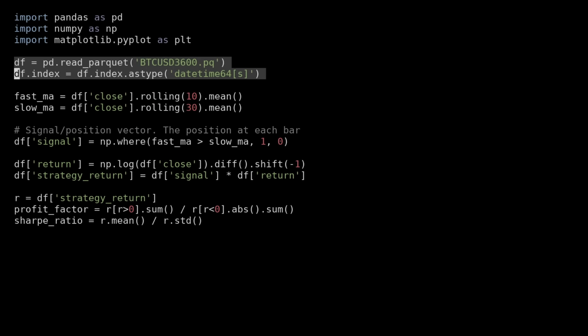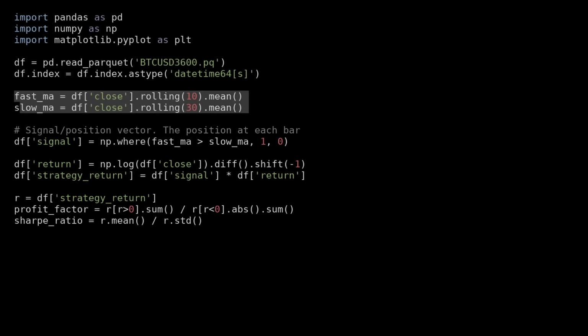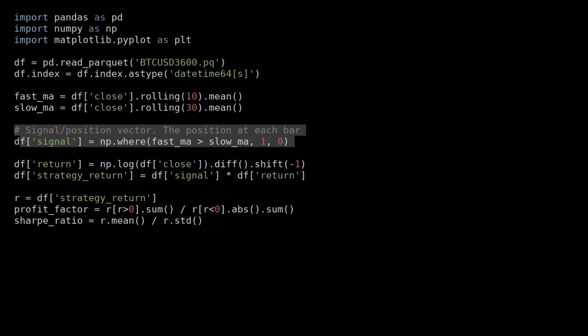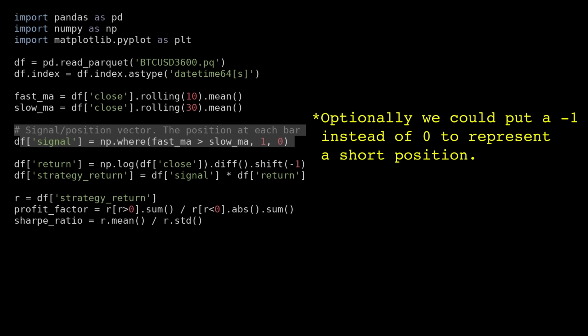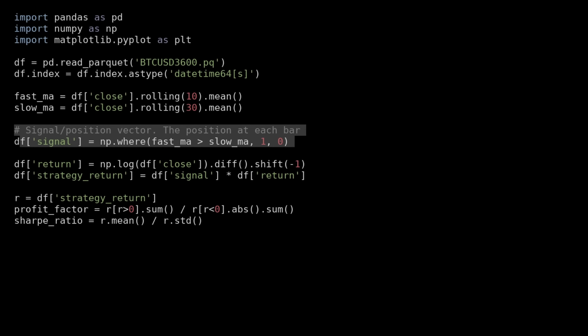We load in candlestick data and compute a fast and slow moving average. At each bar, we check if the fast moving average is above the slow moving average. We create a signal that denotes the position of the strategy at each bar. 1 means we have a long position following that bar, and 0 means we have no position. Regardless of what the strategy is, one should be able to create a similar signal, a value denoting the position of the strategy after each bar.